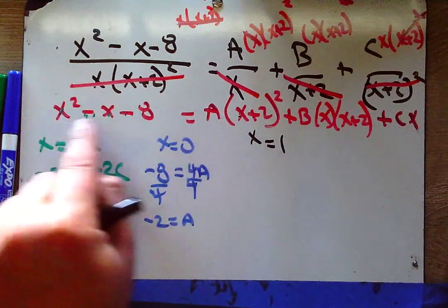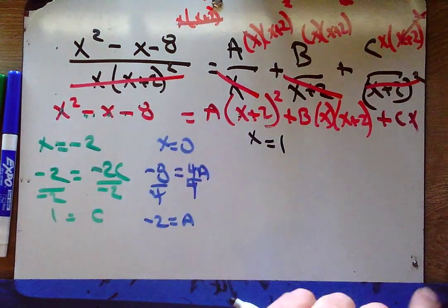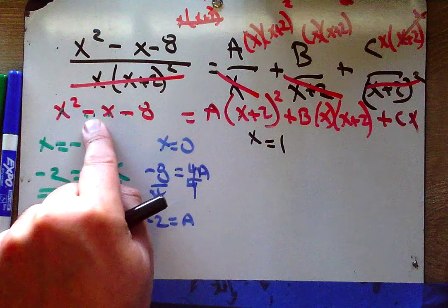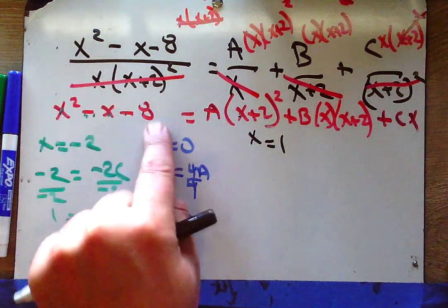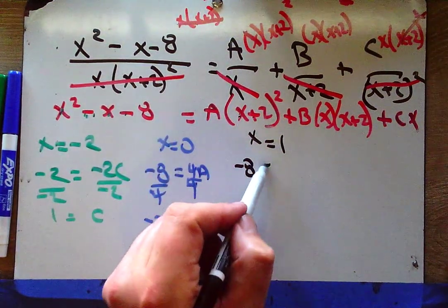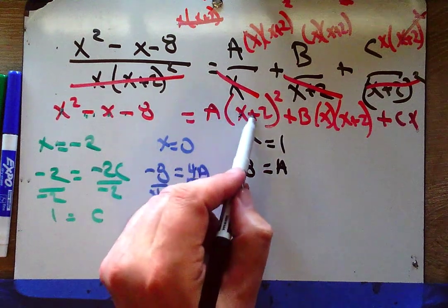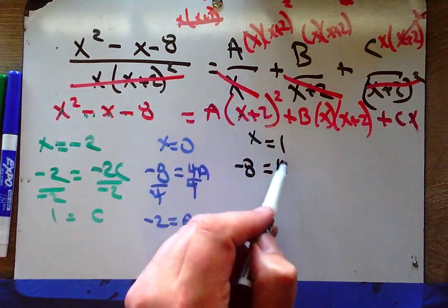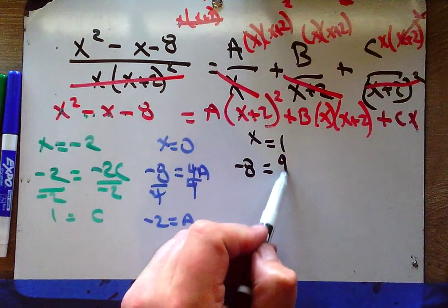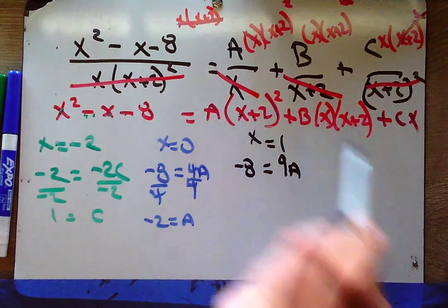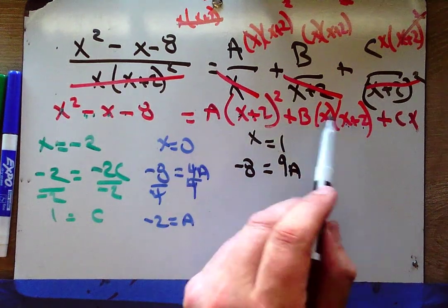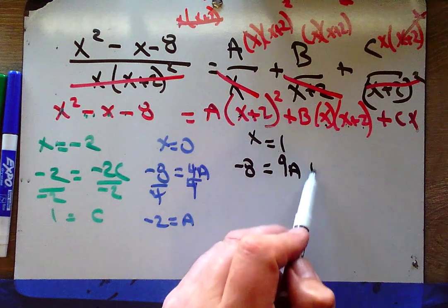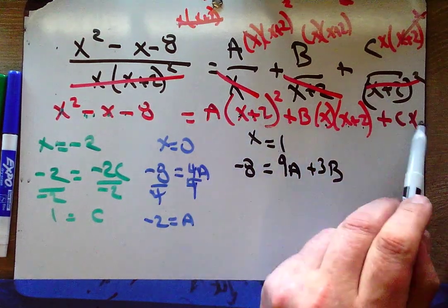So if I plug that 1 in for all these x's, I'm going to have 1 minus 1, 0, minus 8. Negative 8 there equals a. 1 plus 2 is 3. 3 squared is 9. 9a. And then here, 1 plus 2 is 3 times 1, so I get 3b. And 1 times c.